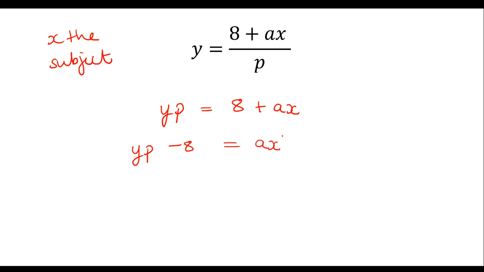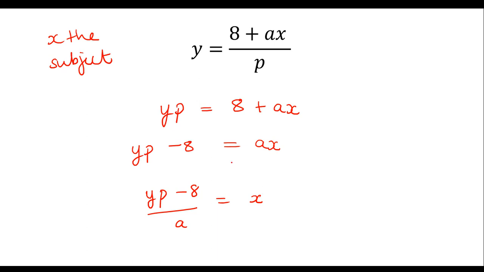But I still don't have x by itself. So I'm going to divide everything by a. So it'll be yp, take away 8, divided by a equals x. And now x is the subject. So it's just like the area examples, but you go backwards and undo everything, but this has 3 steps to it. That's what makes it more complicated.